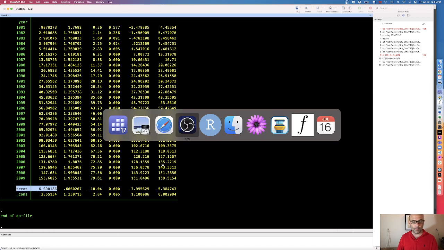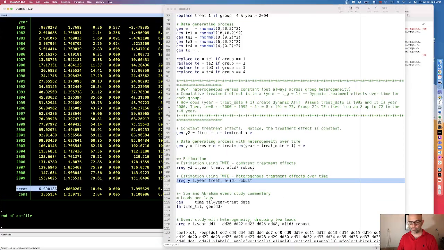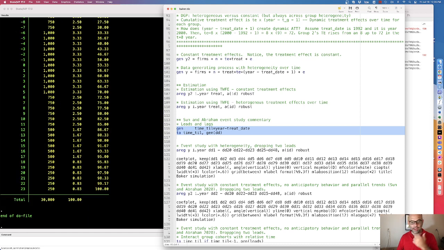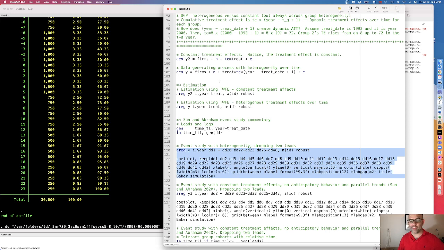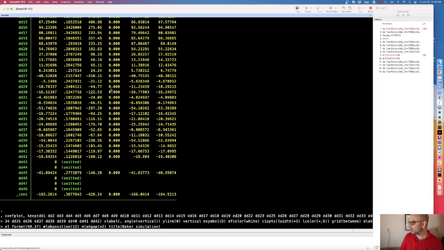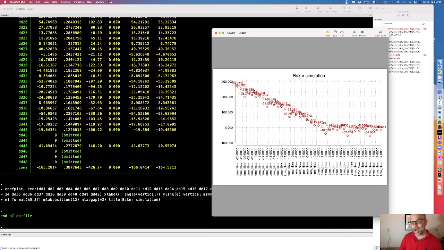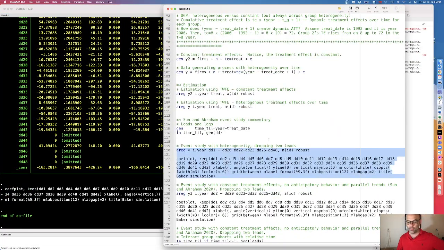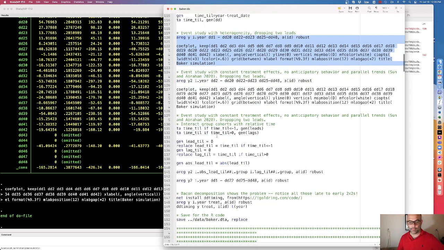Now, there is a method you can use called the Bacon Decomposition. And here's what's crazy, too. Even when I run event studies, and I know there is no treatment effect in the pre-treatment period, I still will not get parallel trends either. We're going to see why that is in the Sun and Abraham paper. But two-way fixed effects can't handle anything, right? Okay? All right.